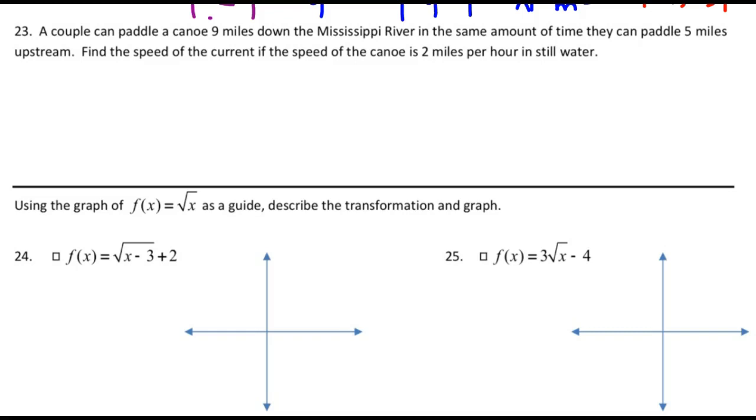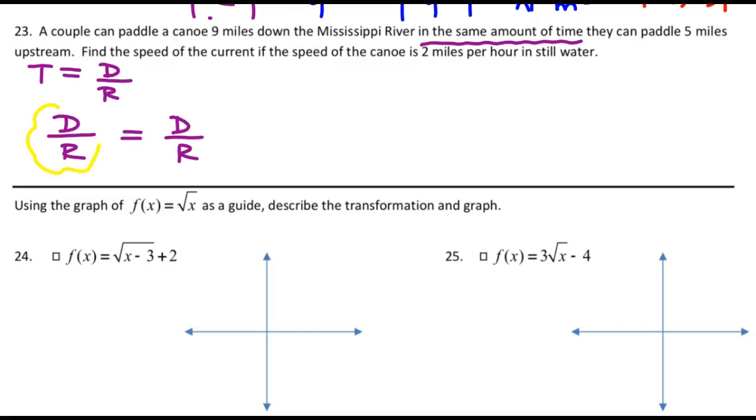So they are going different distances, right? But the time is the same. So it says in the same amount of time. And so time, when we set these up, was equal to distance over rate, right? So we have essentially distance over rate is equal to distance over rate. And one of these is going to be upstream, and one of them is going to be downstream. So we'll just say that's upstream, and that's gently down the stream.